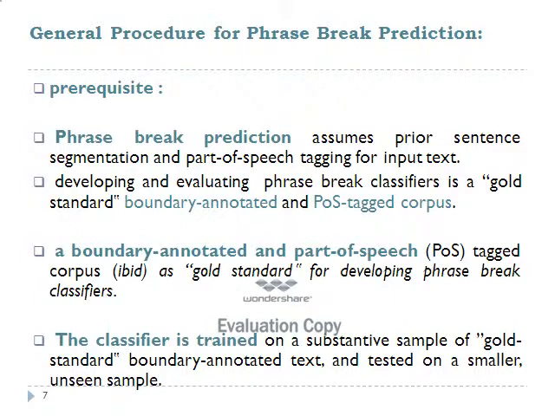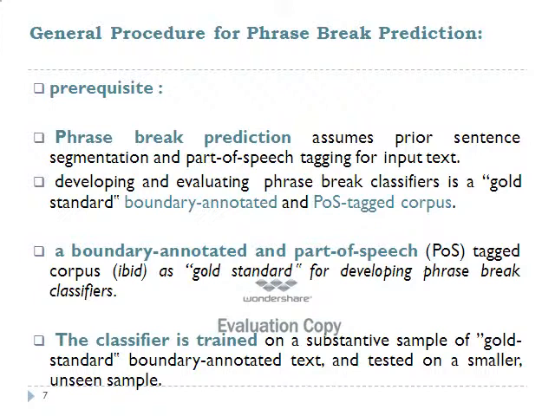General procedure for phrase break prediction. Prerequisite: phrase break prediction assumes prior sentence segmentation and part-of-speech tagging for the input text. Another prerequisite for developing and evaluating a phrase break classifier is a gold standard boundary-annotated and part-of-speech-tagged corpus. Punctuation and syntax are traditionally used as the classificatory factors.